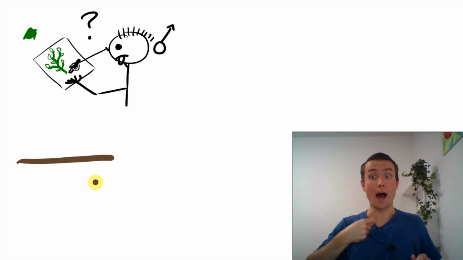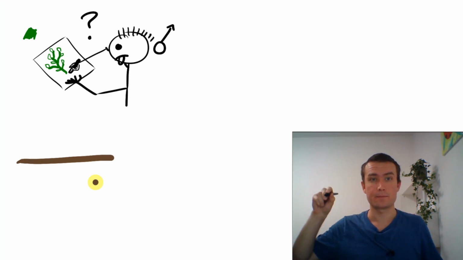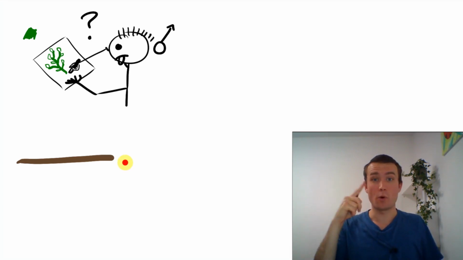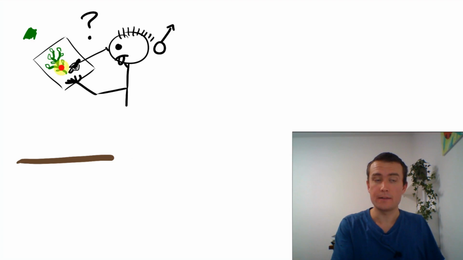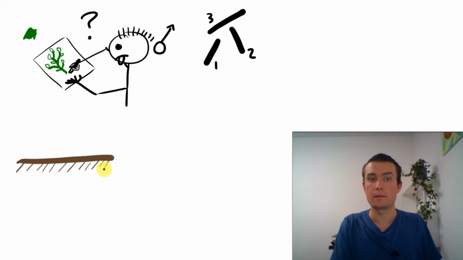Now, I have drawn something. Have I drawn a plant? I haven't drawn a plant. I've drawn a line. A line. 1, 2, 3 lines. This line is the ground. The ground.